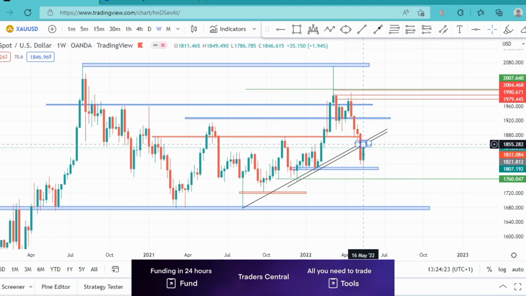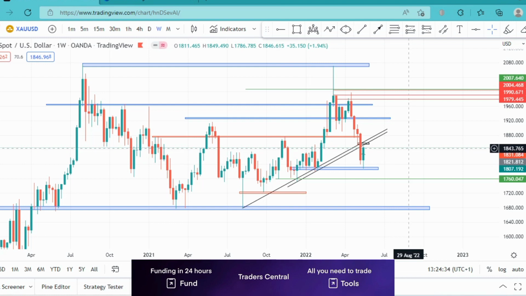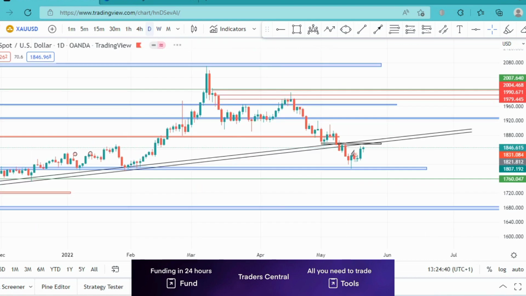For now, we're heading towards the trend line, and that's where we would wait for price to get to see price reactions if you're not already in this trade. Personally, I'm already in this trade now, so I can easily just enter my trade and then take my profit from there.